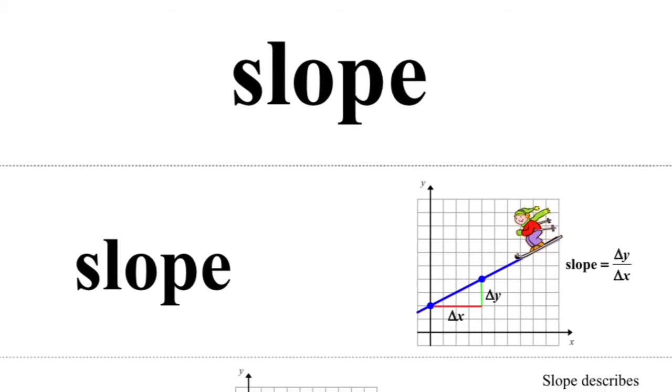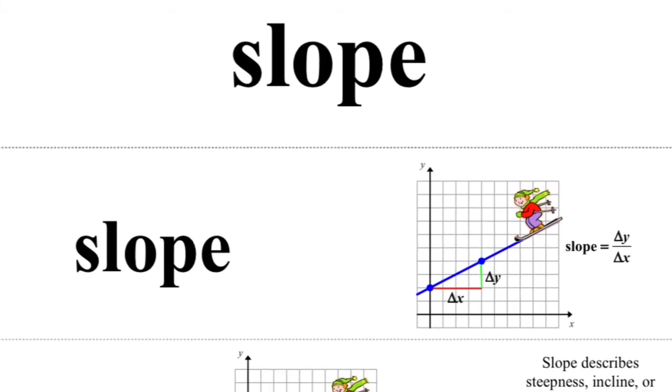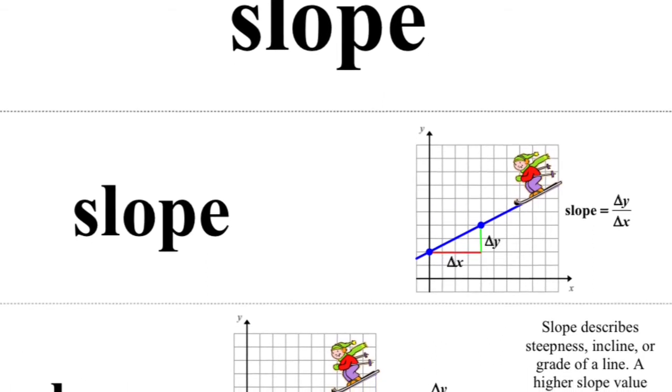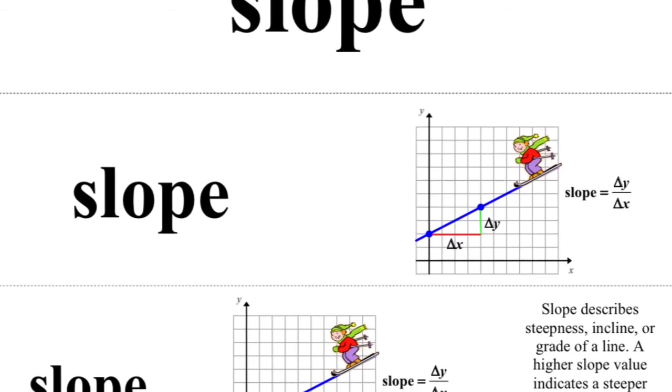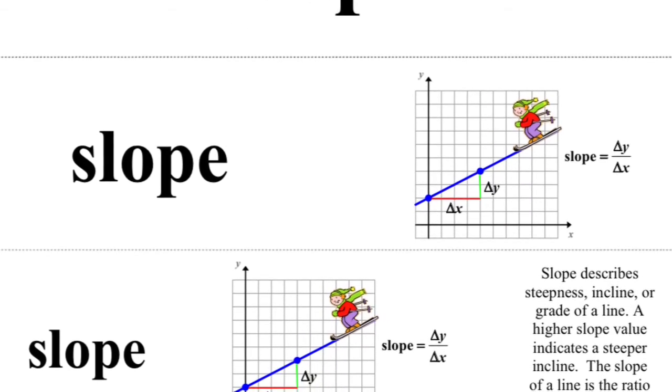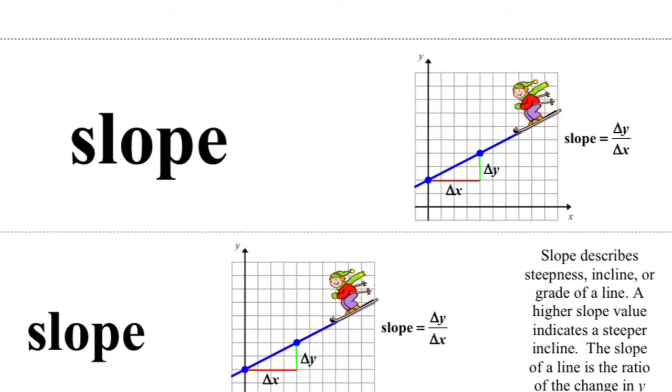The slope of a line is the rise over run of the line. It's the change of y values over the change of x values. You count how many spaces you go up, and then you count how many spaces you go over and create a fraction out of that.